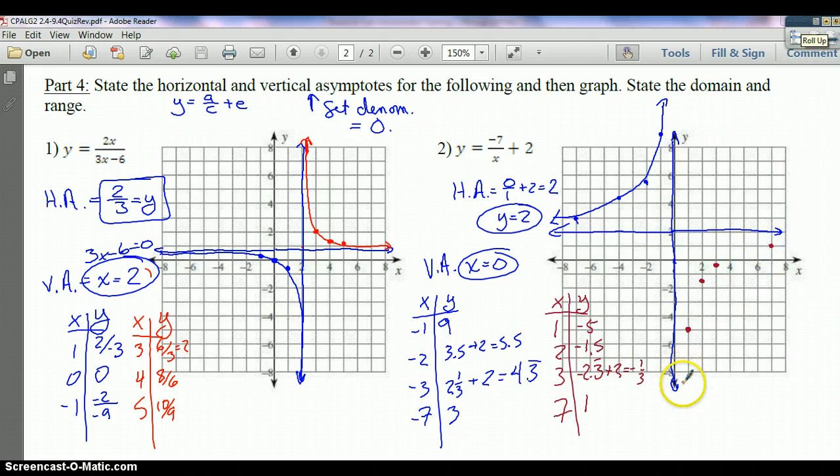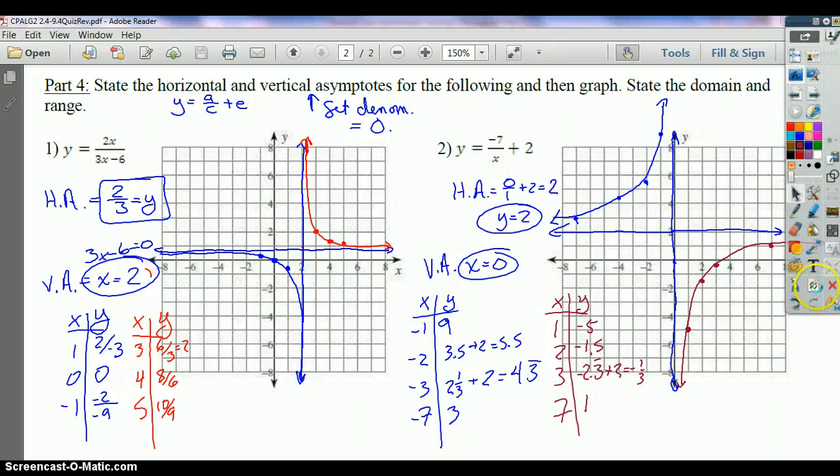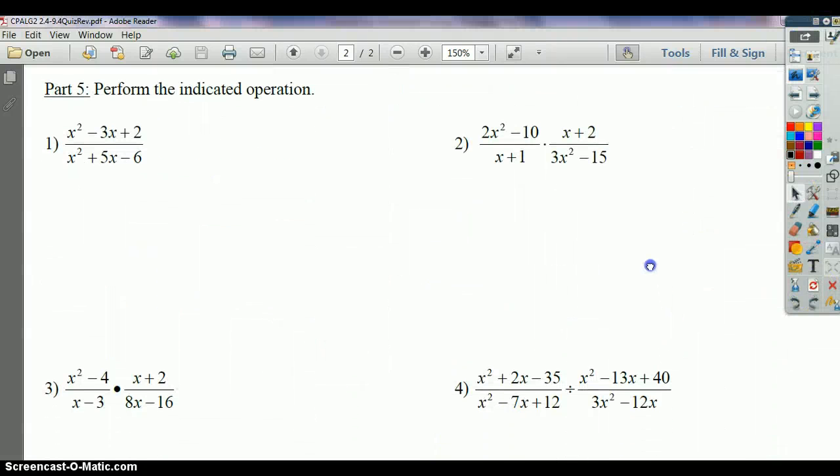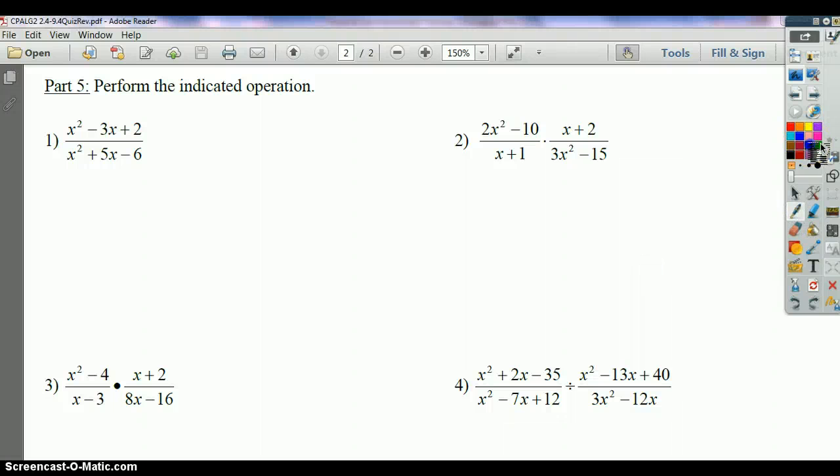So to draw my graph of this guy, something along those lines would be just fine. So there's 1 and 2. I'm going to skip ahead here to the last section. Hope you guys are hanging in there. Factoring. So this is going to go by pretty quick now.